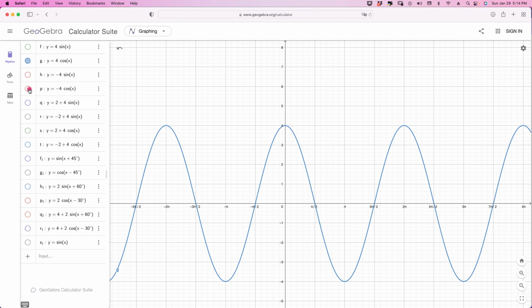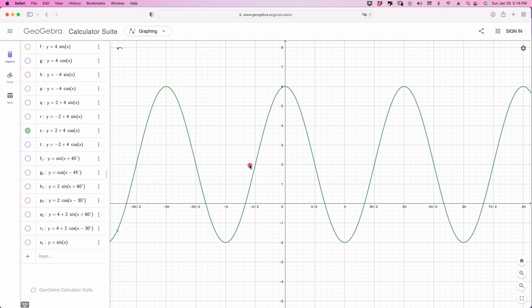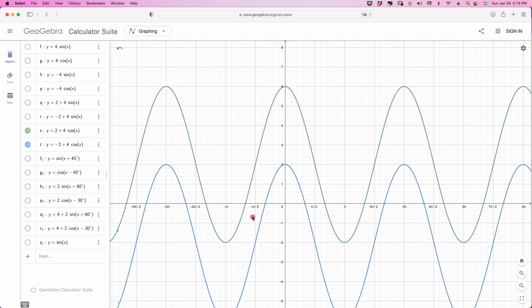When we translate that cosine up 2, it looks like that. So now that highest amplitude is above, because the midline, if I erase the blue line, you can see the midline is positive 2. So it goes from 6 to 2, and then from 2 to negative 2. 4 above and 4 below. And a negative 2 with that same amplitude is going to have a negative 2 for its midline, and it's going to go up 4, and it's going to go down 4.